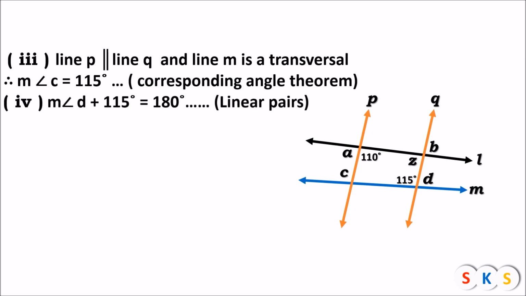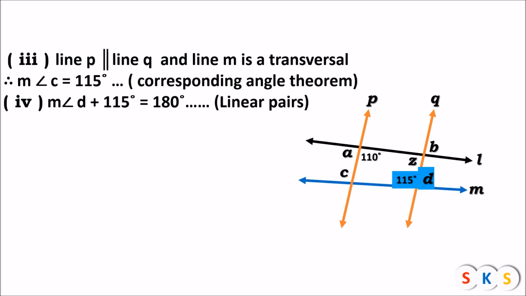Now we will go for the fourth one. Measure angle D plus 115 degrees equals 180 degrees because they form a linear pair. Look at this figure. Can you find angle D and 115? You can see that they form a linear pair. They are adjacent angles. Therefore, the sum of these two angles is 180 degrees.